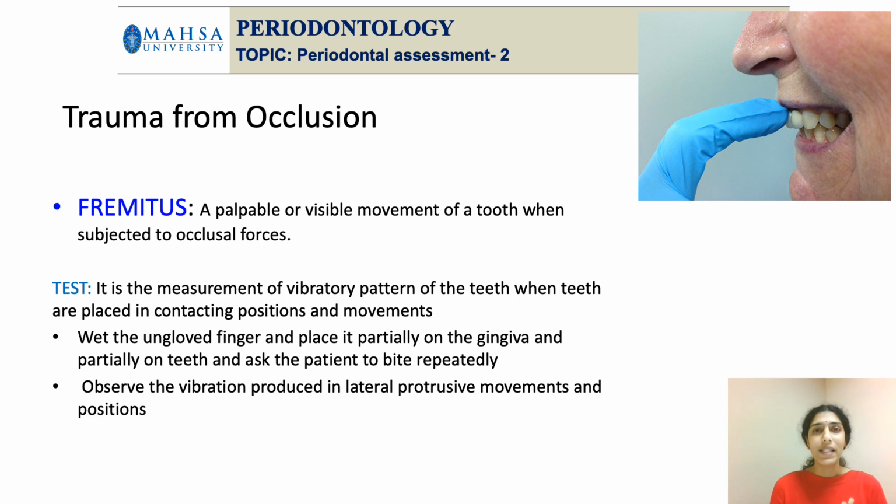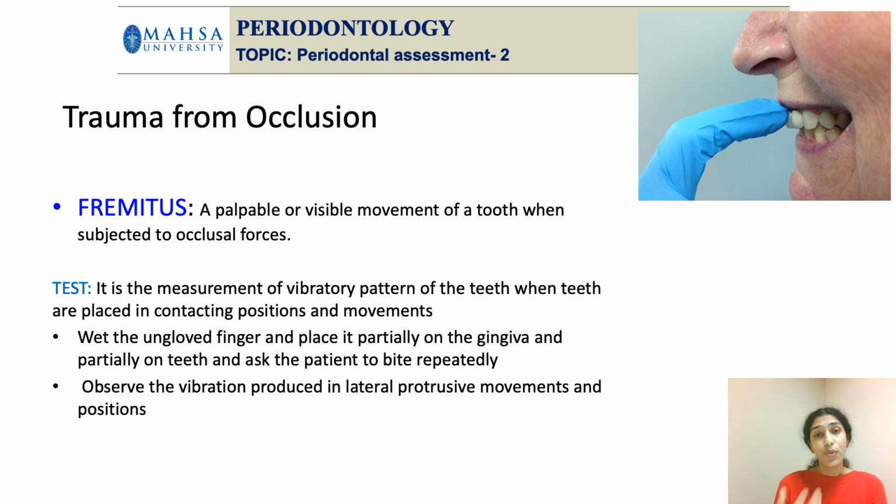It is basically a palpable or visible movement of a tooth when subjected to occlusal forces. Whenever the teeth are clenched like this, there could be some palpable movement observed in the teeth, right? When you palpate and feel those movements, you call it fremitus. This vibratory pattern of the teeth, when the teeth are placed in the maximum contacting positions, is captured.